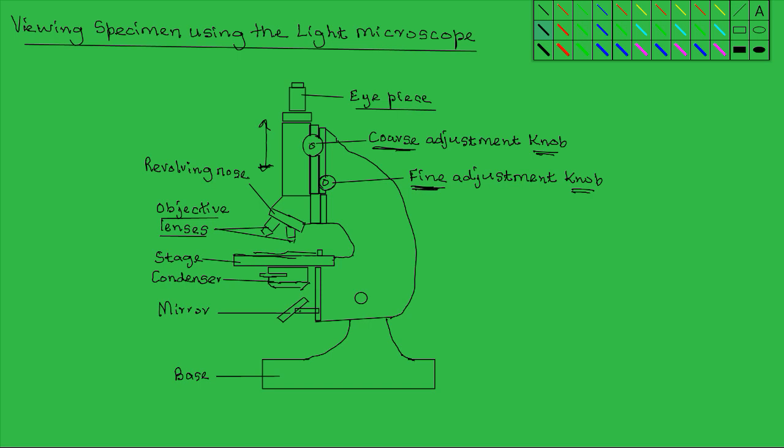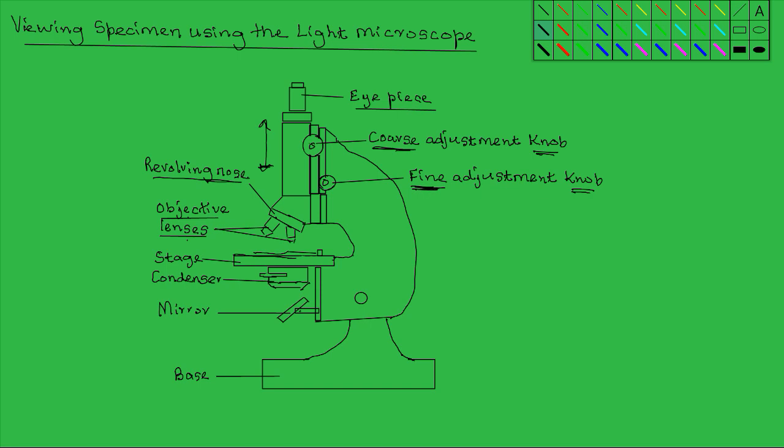Now, there is a revolving nose. This is a revolving nose that can be turned, and in so doing it changes from one objective lens to the next. So by moving the revolving nose, one is able to shift from one objective lens to the other.